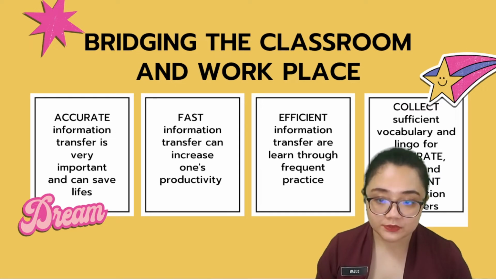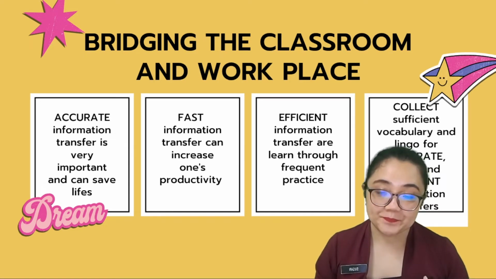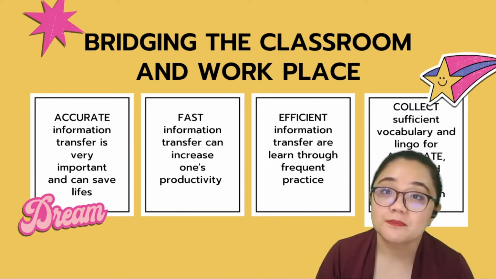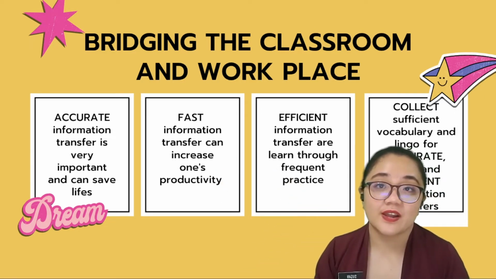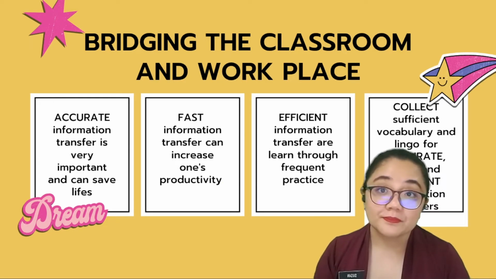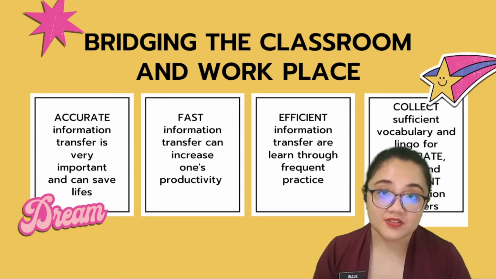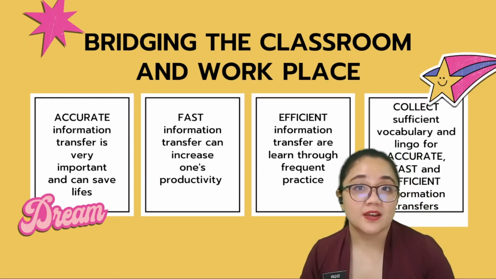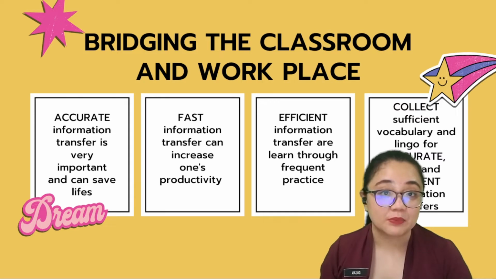So it's very important for you to be able to transfer the information from the text accurately. And sometimes that information, if you transfer it accurately, can save lives. For example, the safety signs, the safety warnings that you find along the way to your workshop, to your workplace, to construction sites. So you have to be able to transfer information fast, because we are working to produce something, and hence we want to milk the highest productivity that we can have.